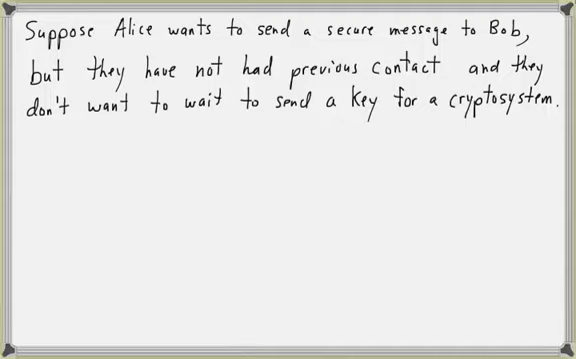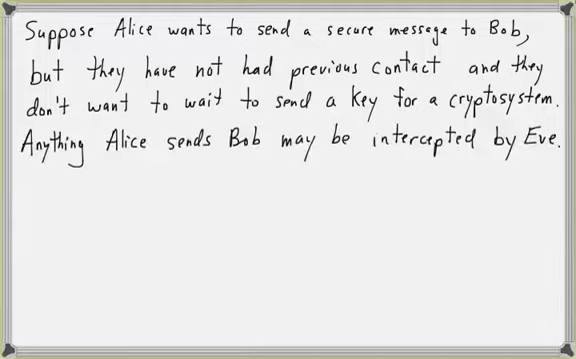So Alice wants to send Bob a message, but they can't send a key for a classical crypto system because if the key is intercepted, then any transmission that they send will be compromised. And they're going to assume that whatever they send might be intercepted by someone. We'll call them Eve. So the solution to this type of problem is what we call a public key crypto system.